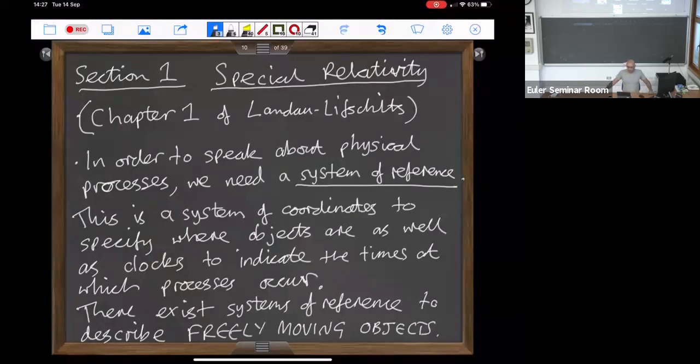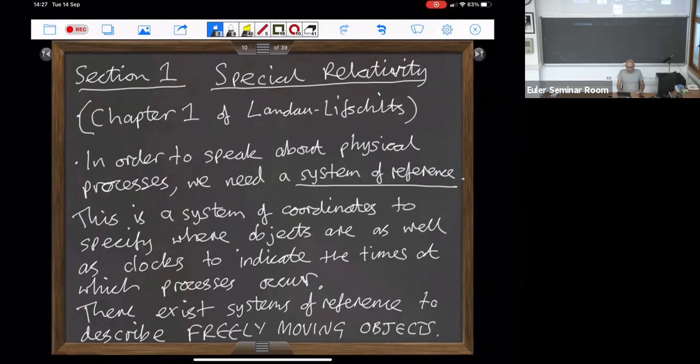So first of all, in order to just talk about physical processes, we need a system of reference, meaning that we need to say where some physical event happened and when it happened. So we need coordinates and clocks, or equivalently ways to specify positions and times.